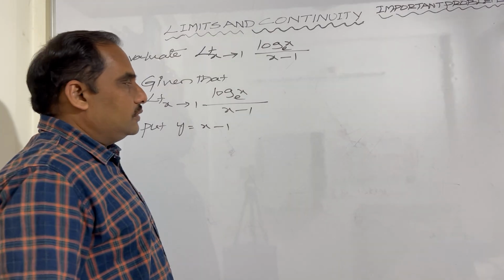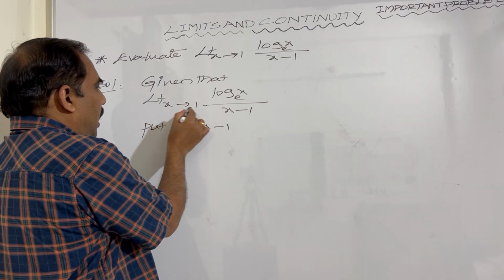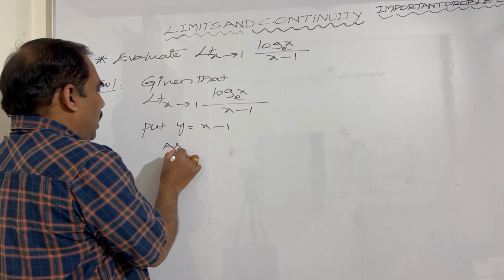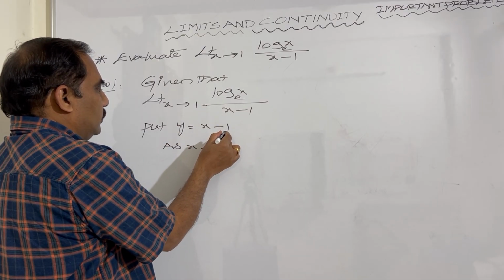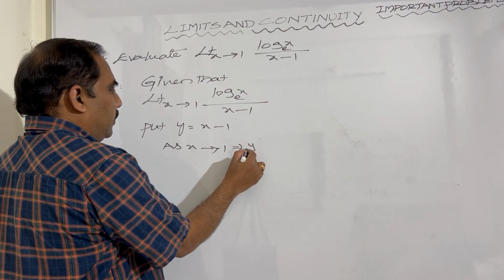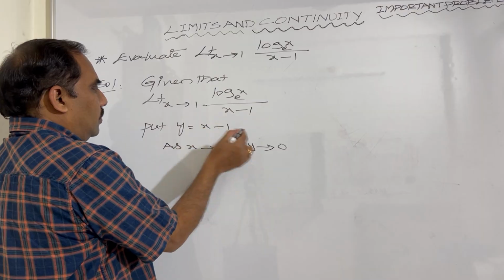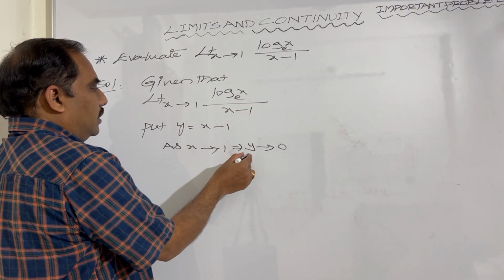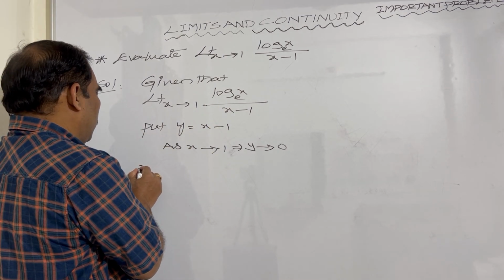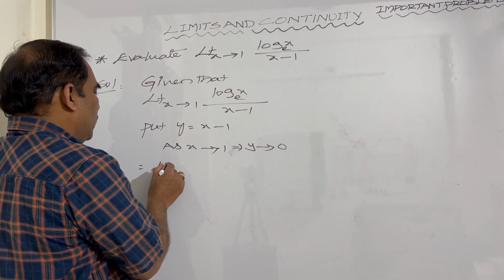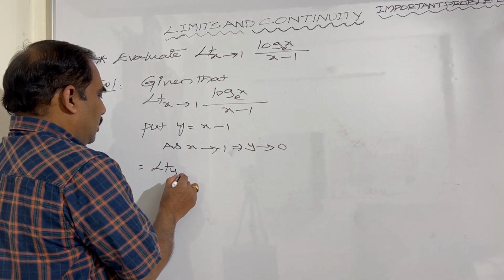See, when you take y is equal to x minus 1, here as x tends to 1, the value of y is also approaching 0, that implies y tends to 0. Why? Because 1 minus 1 is 0. So as x tends to 1, y tends to 0.